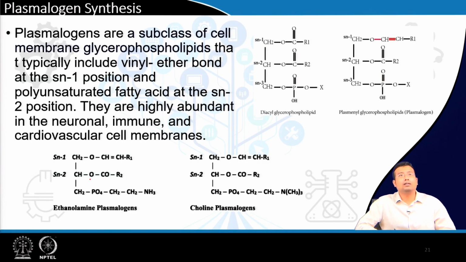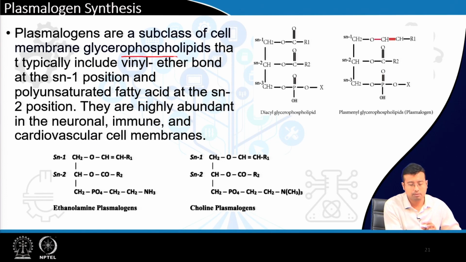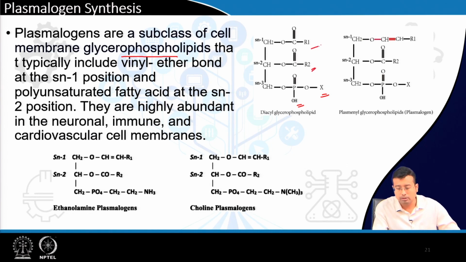Next, we will discuss plasmalogen. This is a complex structure, right. This might appear to be very intimidating, but we will dissect the whole thing very slowly. So, plasmalogens are a subclass of membrane glycerophospholipids that typically include, so basically the structure is the same, it is a phospholipid where there will be a head group, there will be a phosphate group, there will be two acyl groups, but these acyl groups vary in character, right.